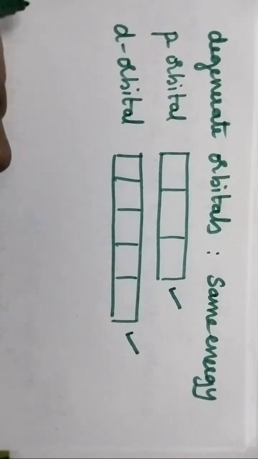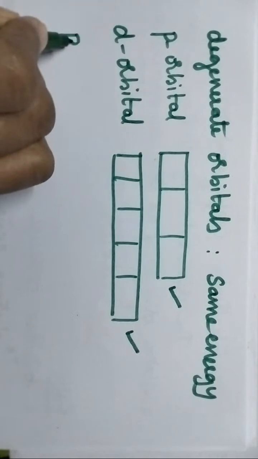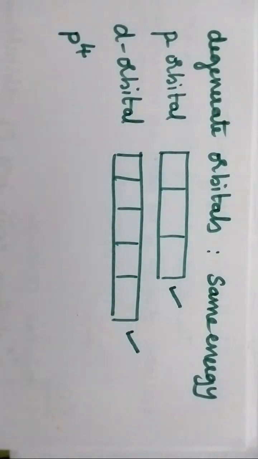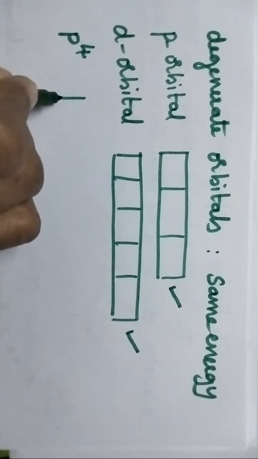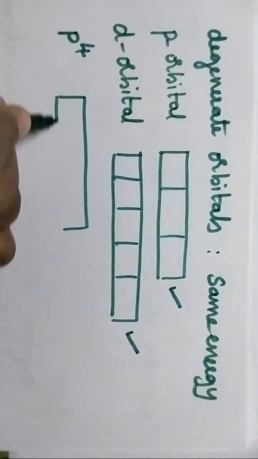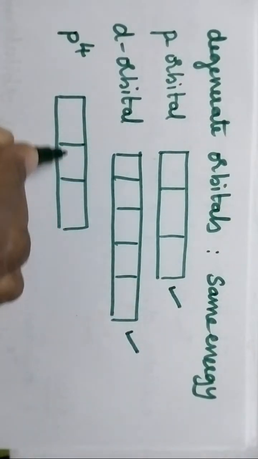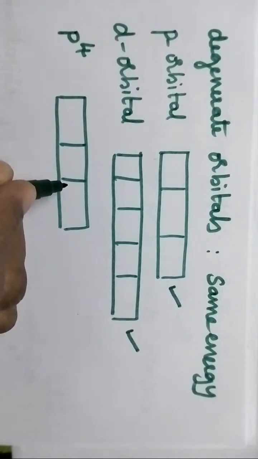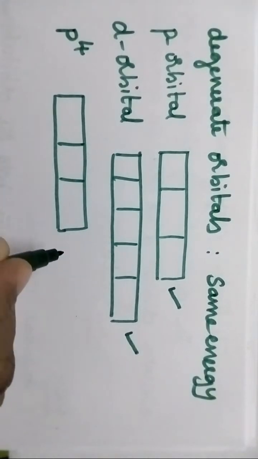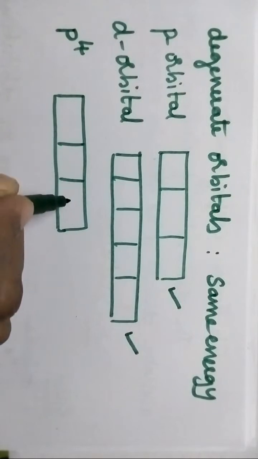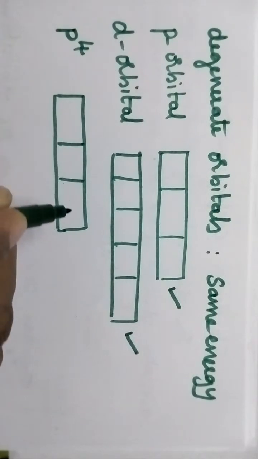Let us see one best example. How to write p4 configuration. Here we have to consider the orbital model. 3 degenerate orbitals are available. According to Hund's principle, all the degenerate orbitals are filled with a single electron first.